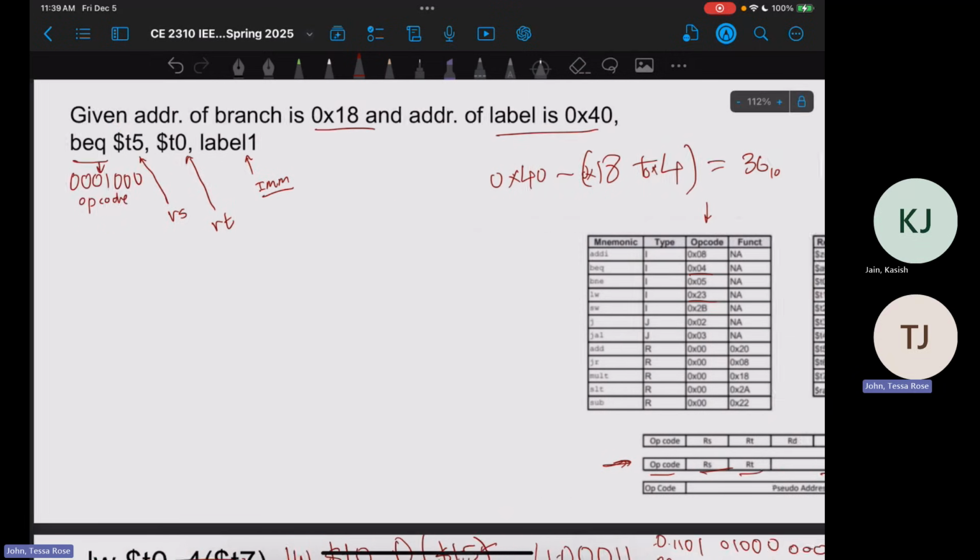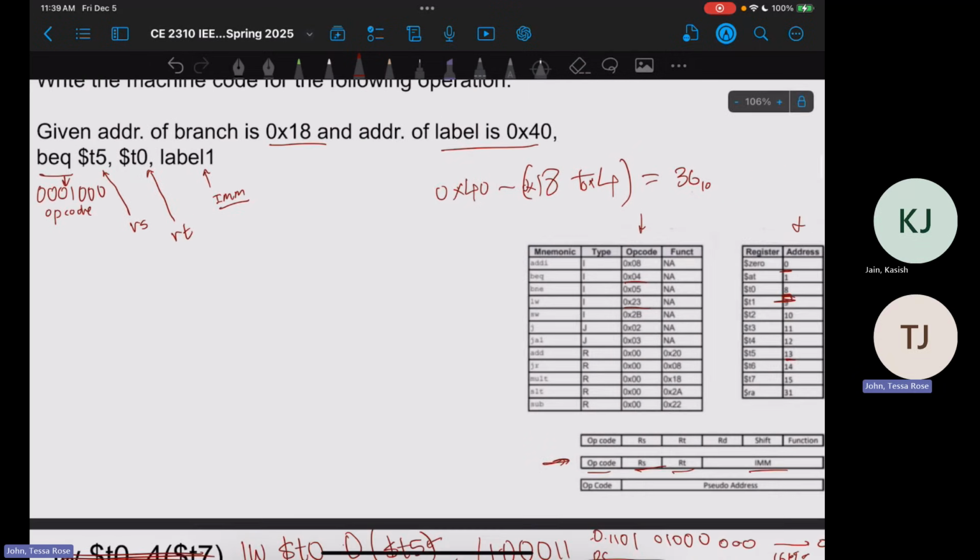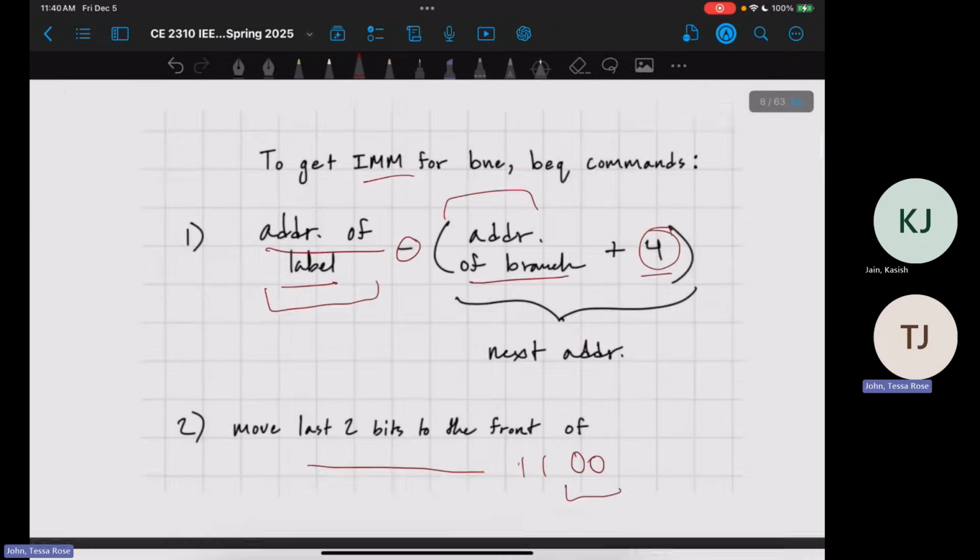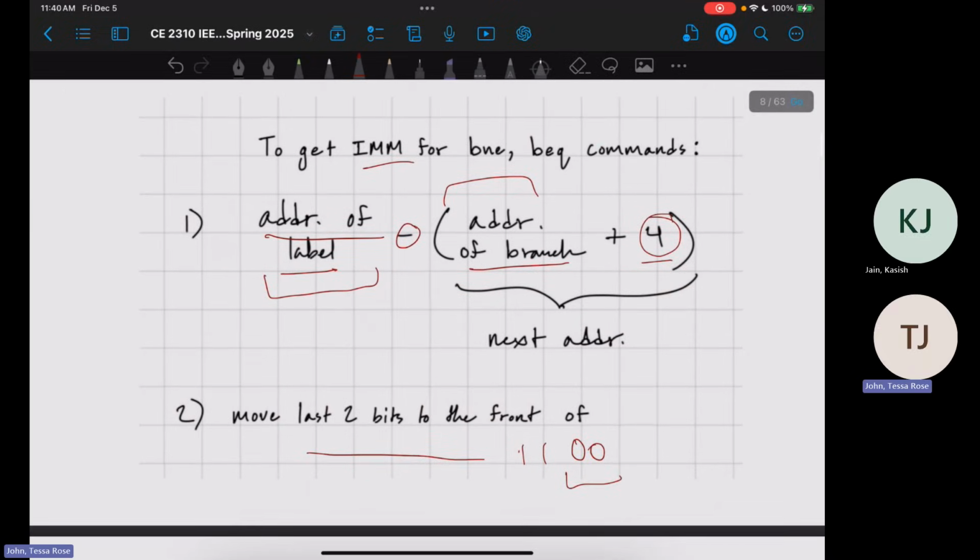That should be the answer. And this is the IMM. Should I go over it again? I know it got confusing, so how to find the IMM for this one is you take the address of the label minus the address of the branch plus 4.